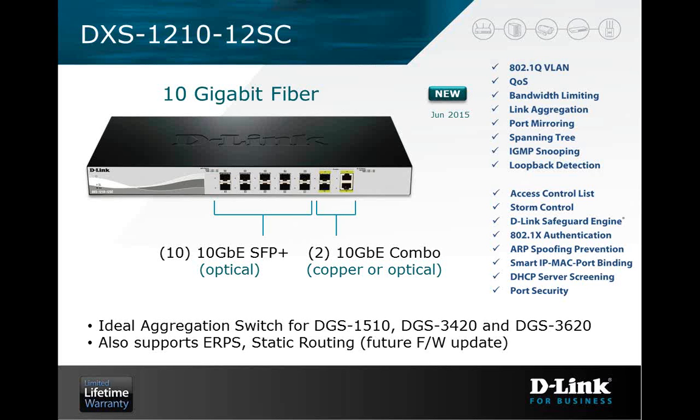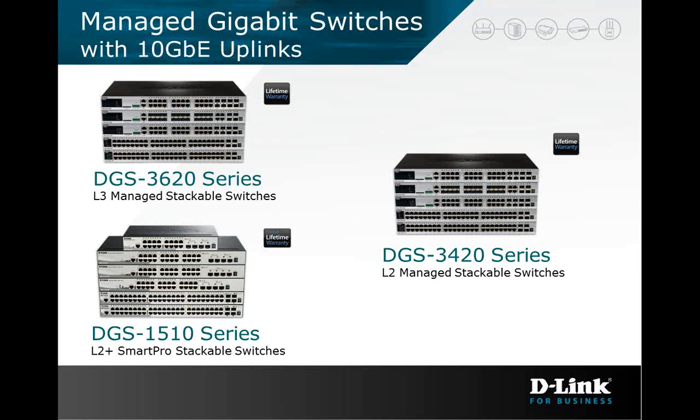Aggregation switch for many of our gigabit switches that have 10 gig uplinks, like the 1510, the 3420, and the 3620. And in fact, here are the 1510, the 3420, and the 3620. These are gigabit switches, typically 24 or 48 ports of gigabit. And then as shown here, circled, all of these switches have either 2 or 4 10 gig uplink ports that would uplink into perhaps the 10 gig smart switches that I showed.